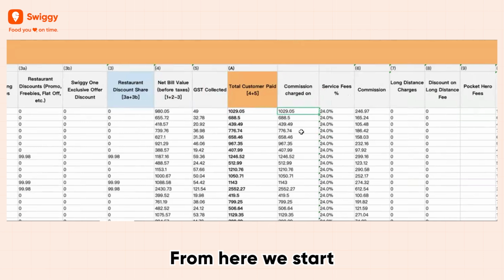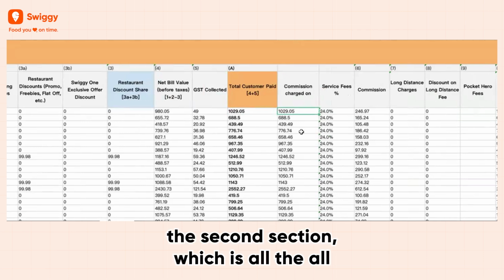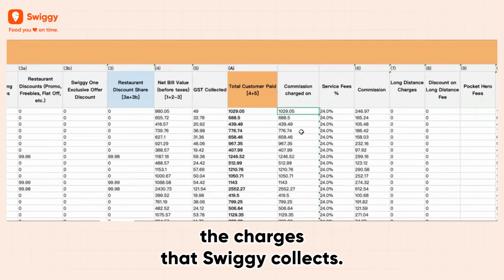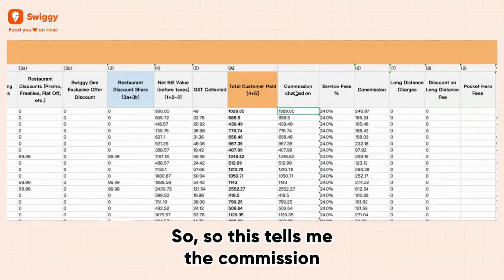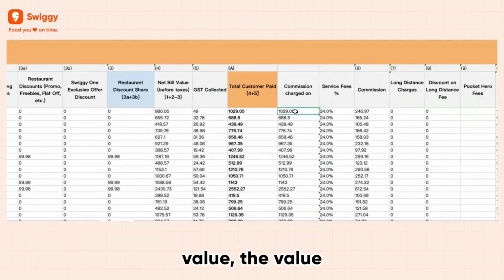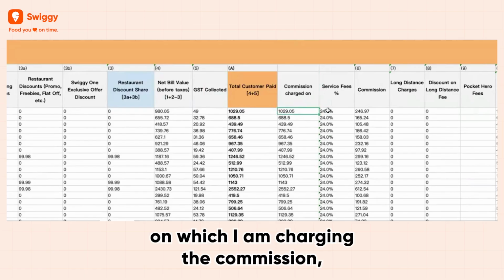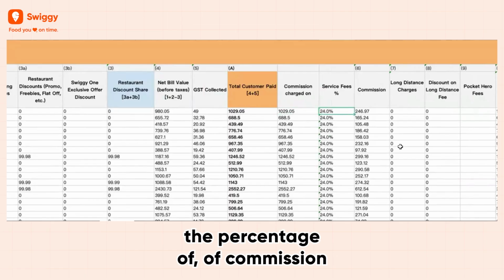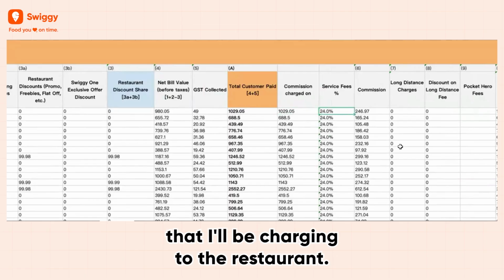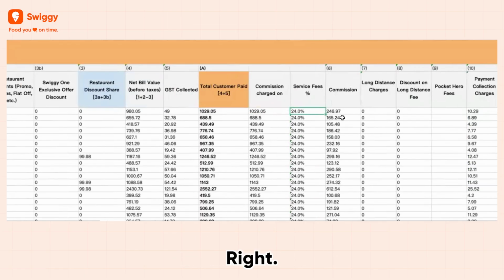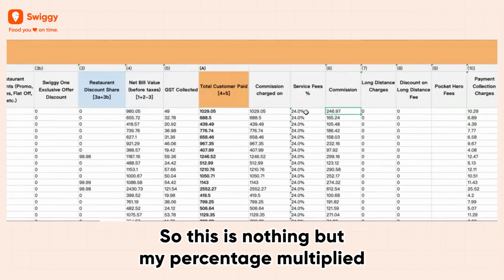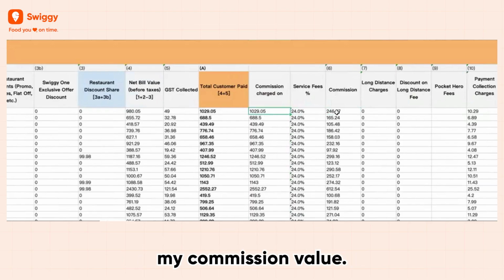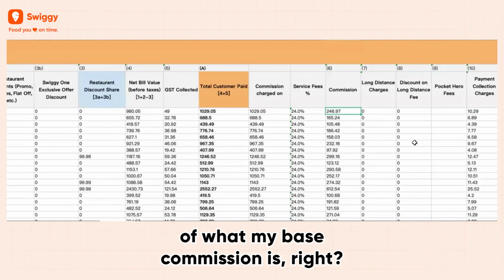Now from here we start the second section, which is all the charges that Swiggy collects. So this tells me the commissionable value, the value on which I'm charging the commission, and the percentage of commission that I'll be charging to the restaurant. So this is nothing but my percentage multiplied by my commissionable value. This gives me an understanding of what my base commission is.